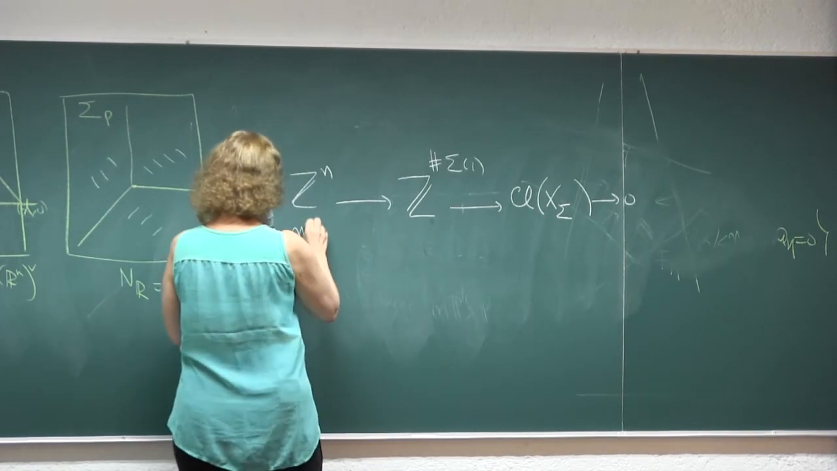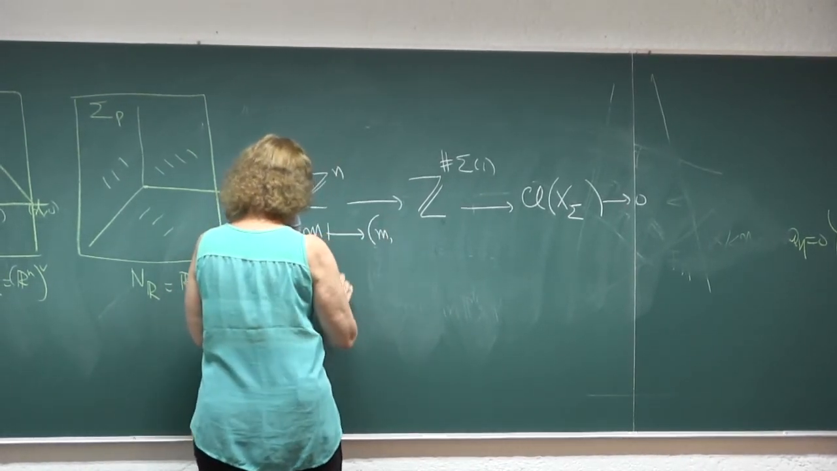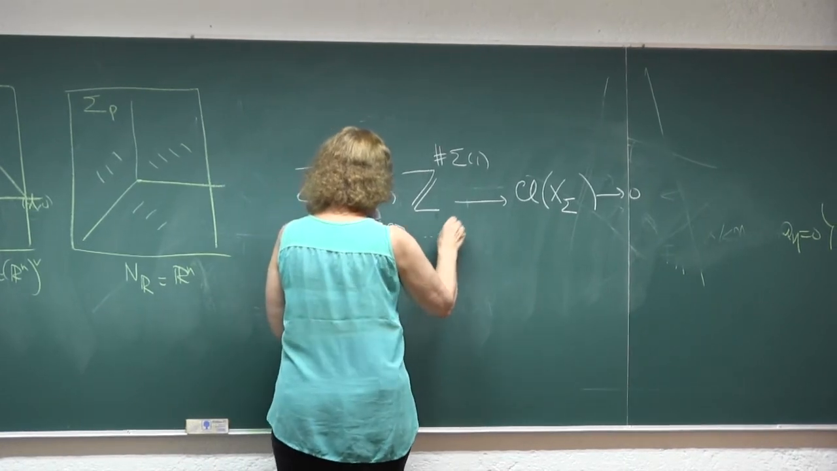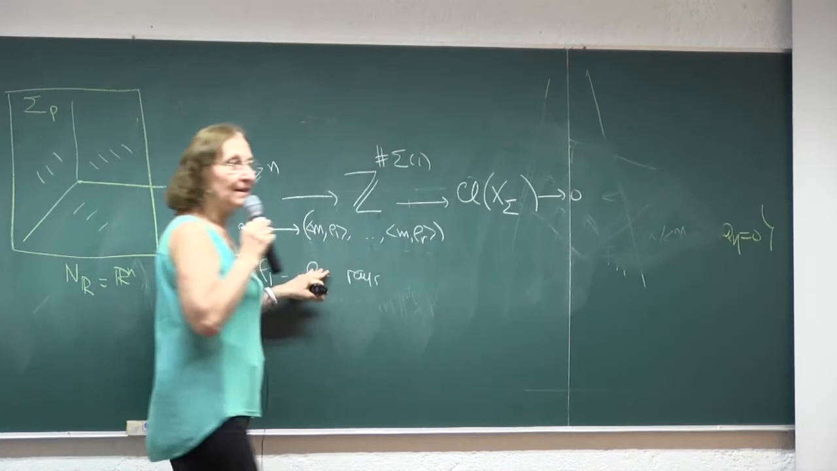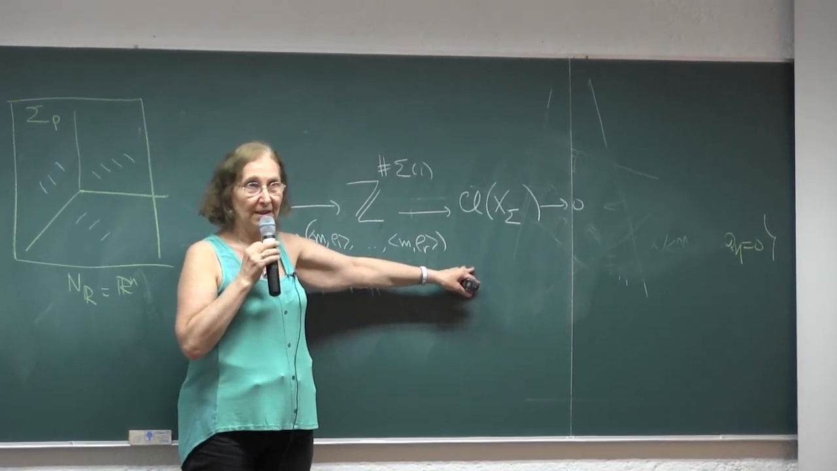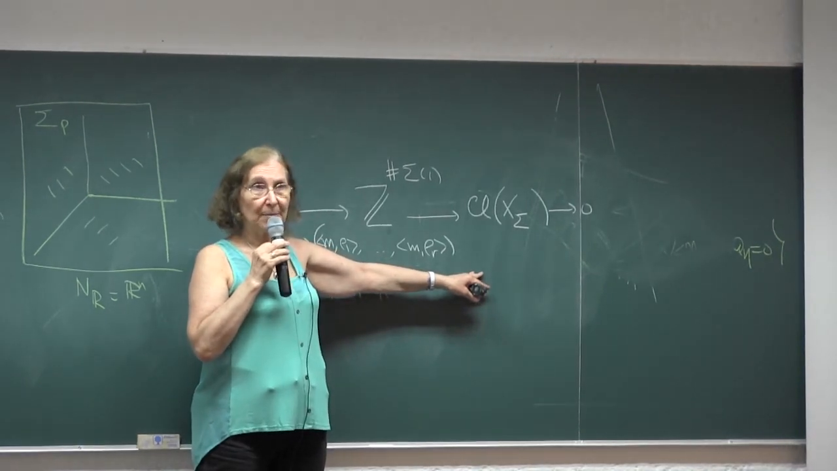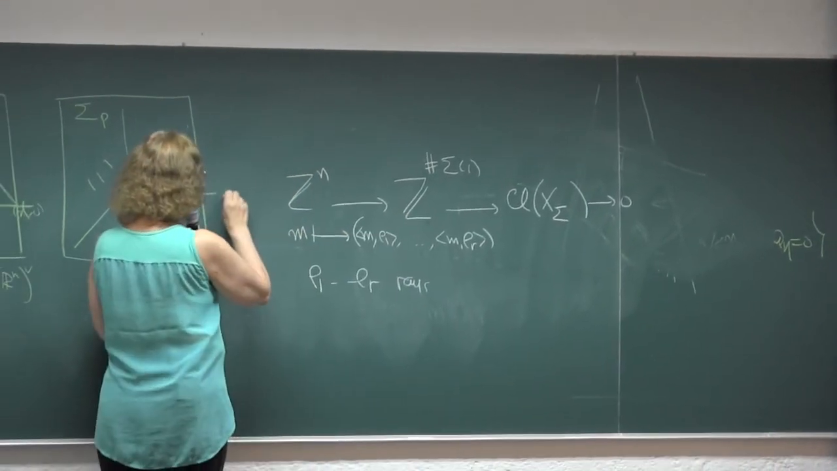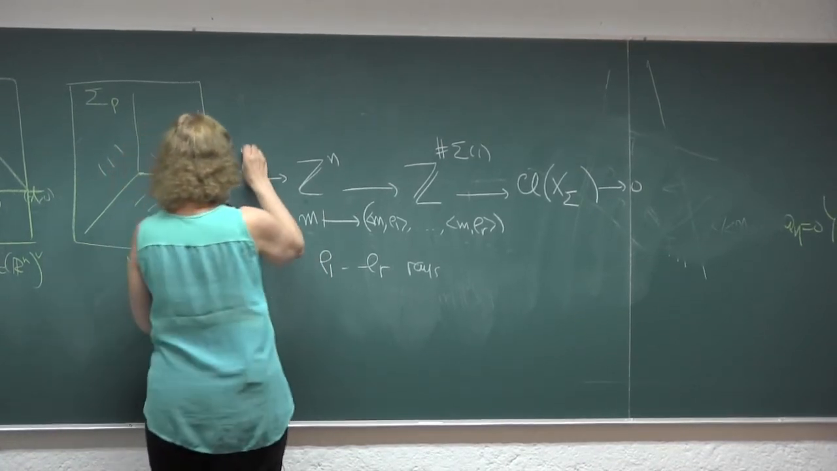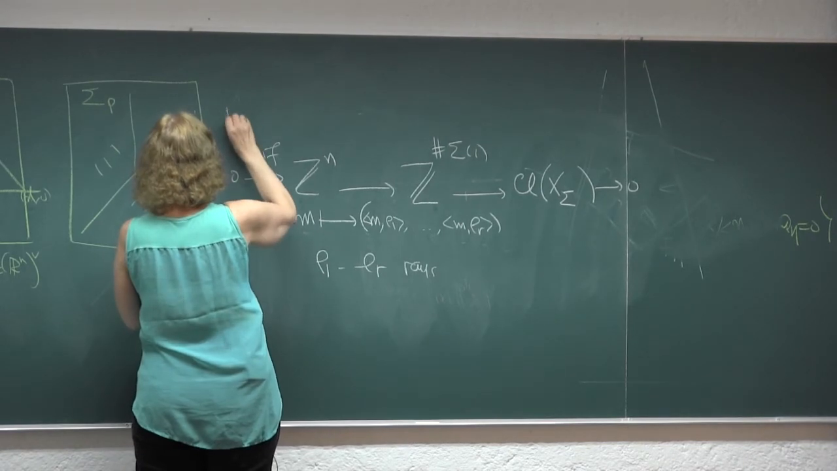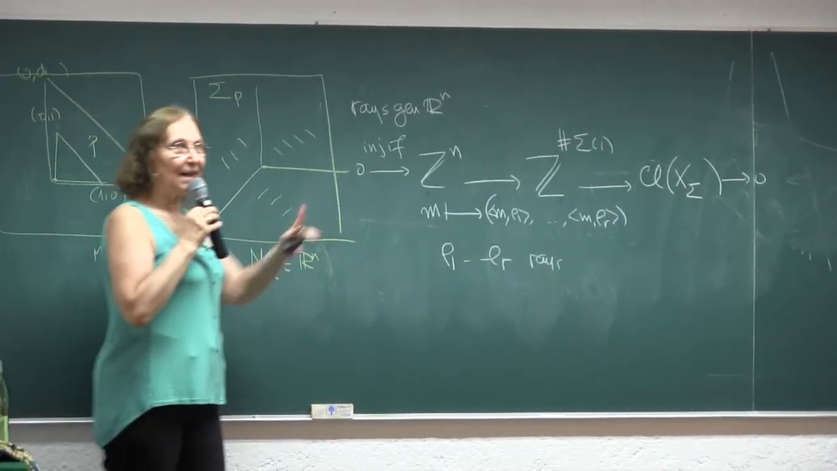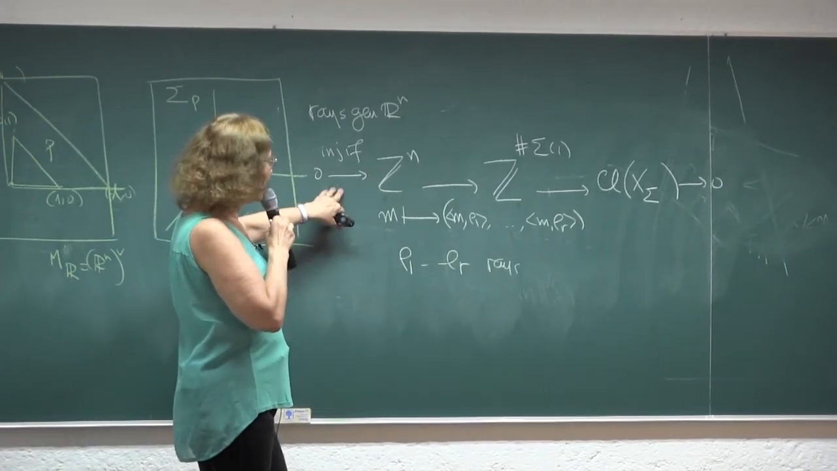And this map sends m, let's say that rho 1 through rho r are the rays, to the inner product of m with rho 1, comma, and so on, up to the inner product of m with rho r. This is very concrete. What I have here is a finitely generated abelian group, which is the quotient. It might have torsion. The question is, when is this injective? This is injective if the rays generate R^n. If I have n independent rays, this map is injective.